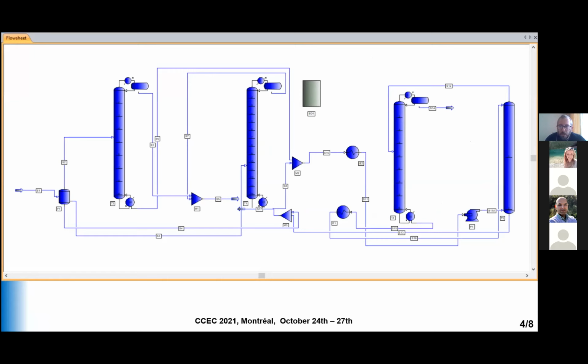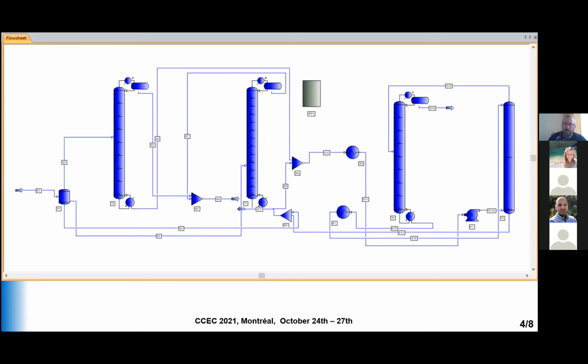Most of the commercial software, in this slide you can see Pro/II, which is from AVEVA, but Aspen Plus too, work in the same way. They employ a modular approach, meaning that they solve unit operations one after the other, unless there are complex cycles, where there are algorithms that optimize the solution order, but let's say that they solve one unit operation after the other.